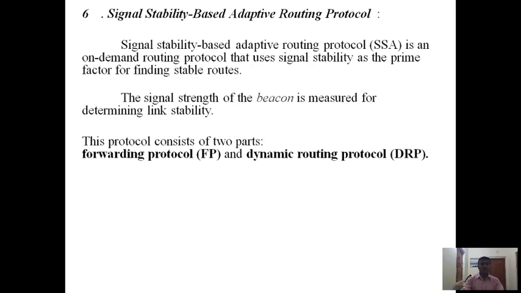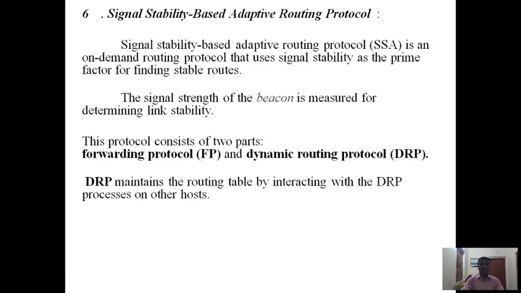Then this protocol consists of two parts. One is the forwarding path protocol and the second one is the dynamic routing protocol. So these are the two parts in signal stability. One is FP, forwarding protocol. Second one is DRP, dynamic routing protocol. So what is meant by these two?